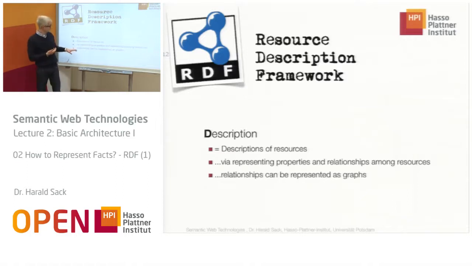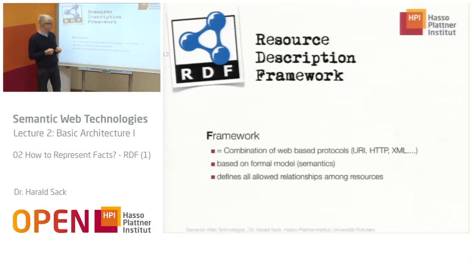And as we have seen, these relationships can be represented as graphs. And, of course, RDF provides a so-called framework, a combination of web-based protocols, URI, HTTP, XML, and it's based on a formal model. It means it has a formal semantics that is well-defined and sound. And this allows us to define relationships among resources and to handle this knowledge with the formal semantics in a way that we can deduce new knowledge from implicitly hidden knowledge inside this Resource Description Framework.